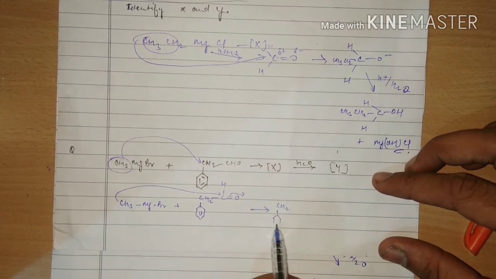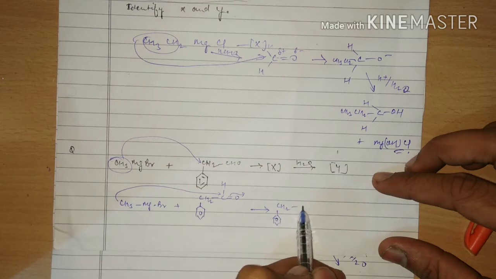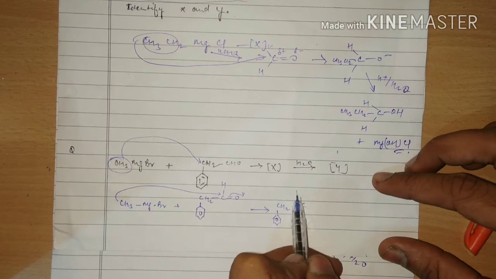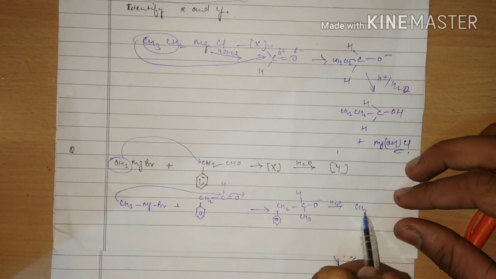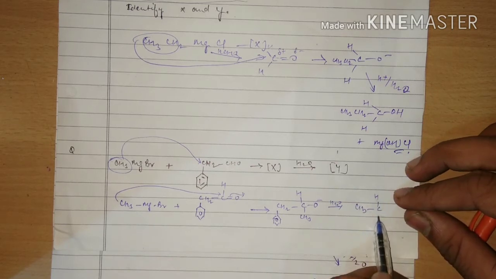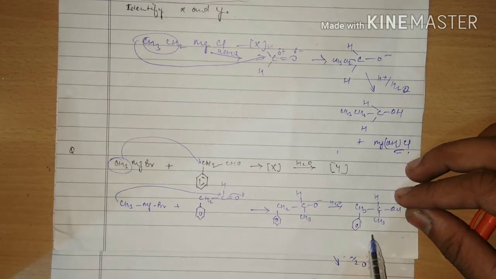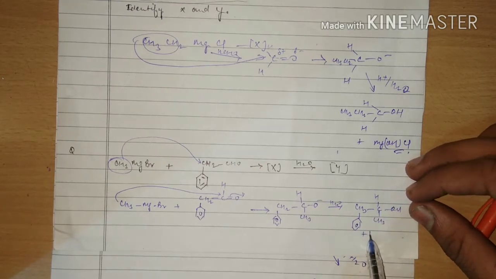CH3CH2O minus. Now when this reacts with H2O, we get CH3CH2OH plus MgOH.